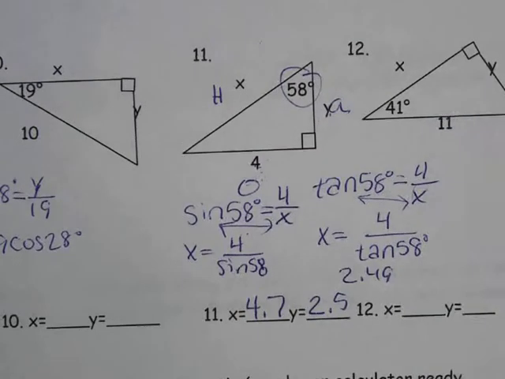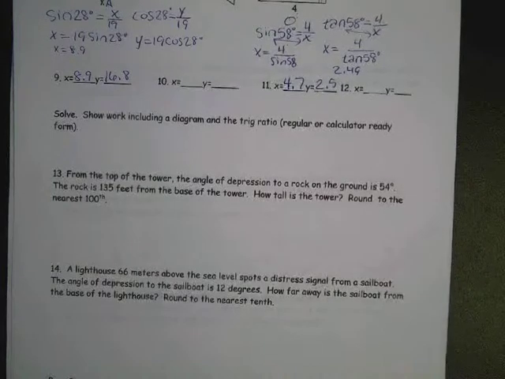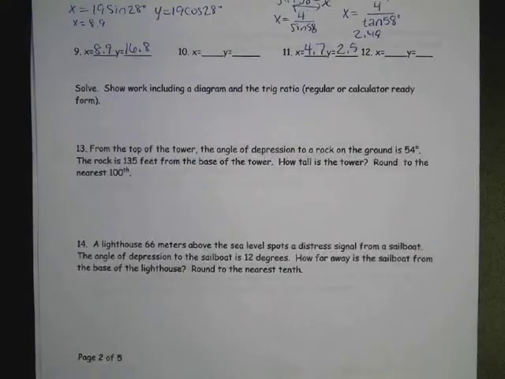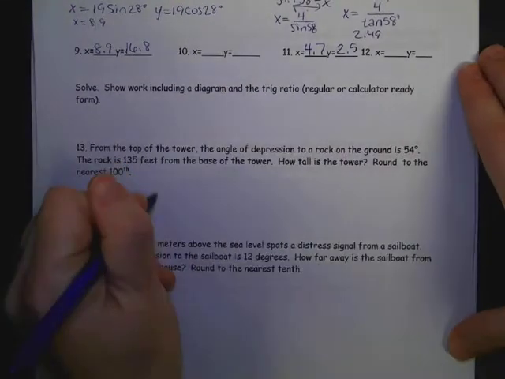Alright, you guys, let's continue on. We're going to start with the word problems. If we look at number 13, let me zoom out a little bit. Alright, number 13 says we are starting from the top of a tower. So I need to draw a tower.